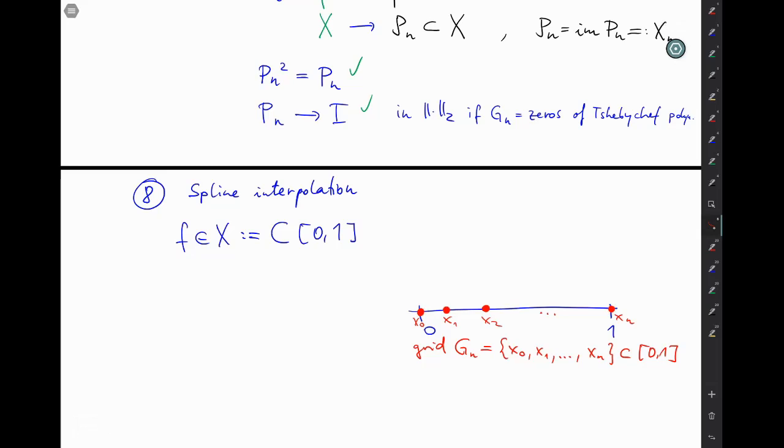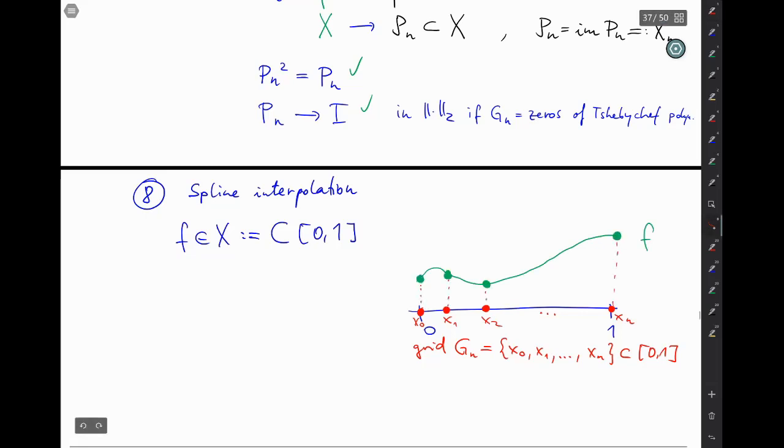Okay, and then let's look at the graph of our function f and the values of f at the grid points. And now the difference between polynomial interpolation from example 7 and spline interpolation from example 8 is that you're no longer trying to find one polynomial that can deal with all these intermediate points, but instead you're looking for separate polynomials for every little subinterval here. And of course that makes life a lot easier, and you can formulate extra wishes.